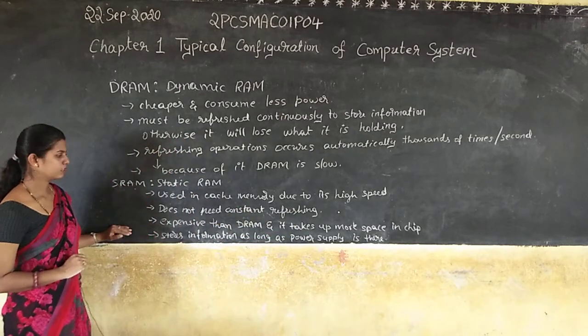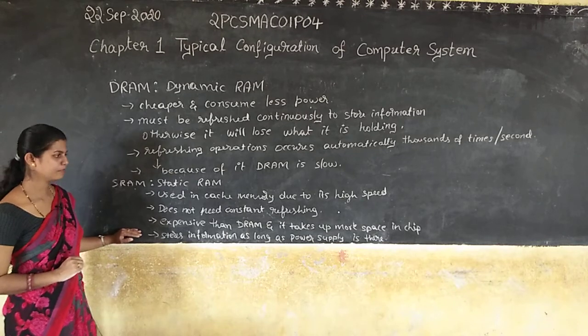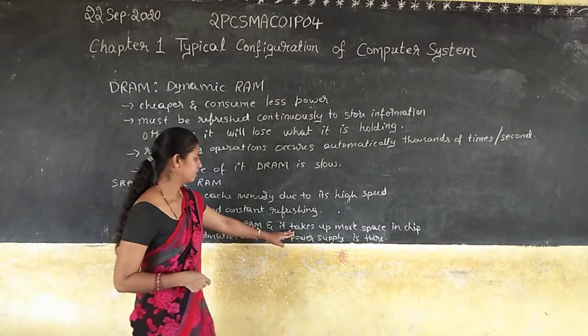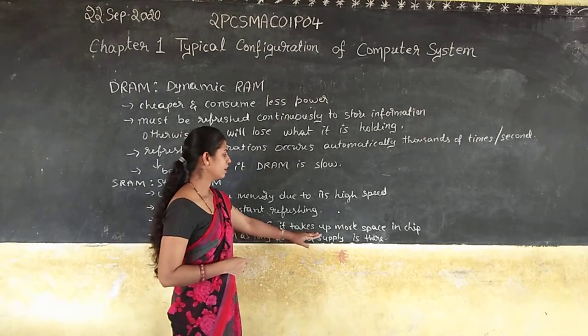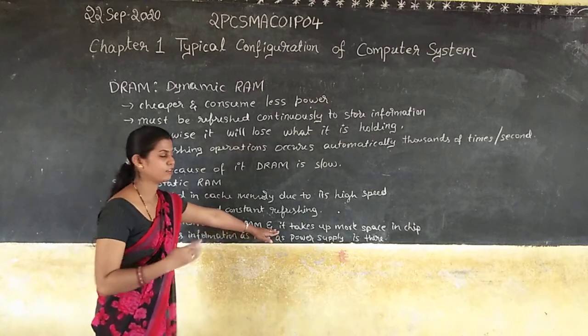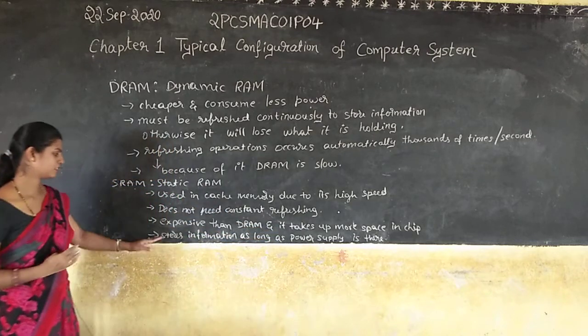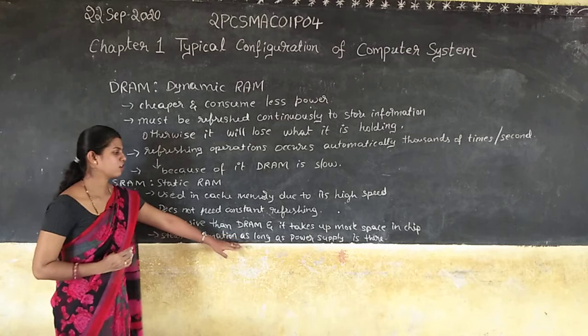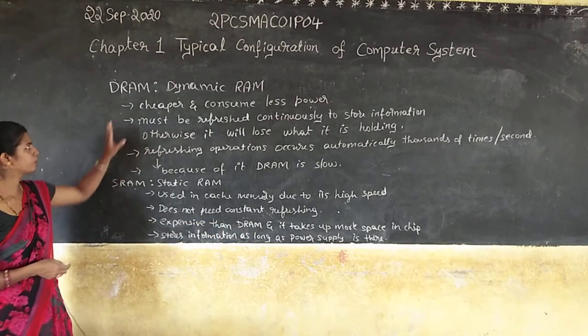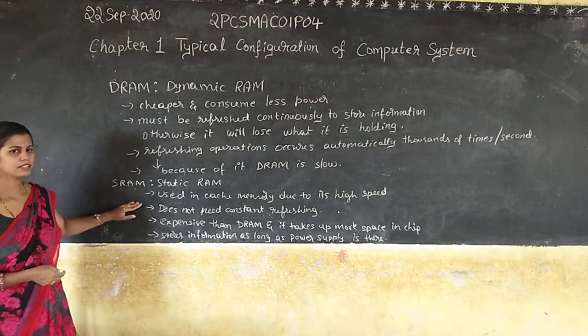It is more expensive than DRAM and it takes more space because it is made up of different parts. So, it stores the information as long as the power supply is there, and compared to DRAM, SRAM is faster.